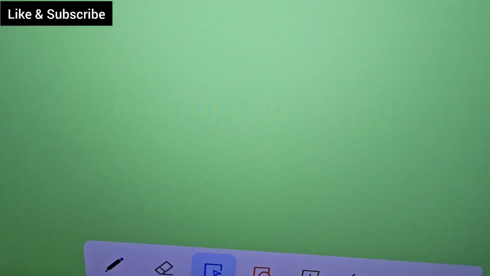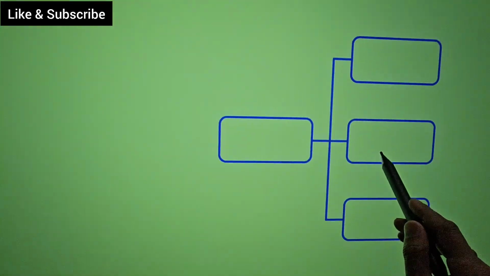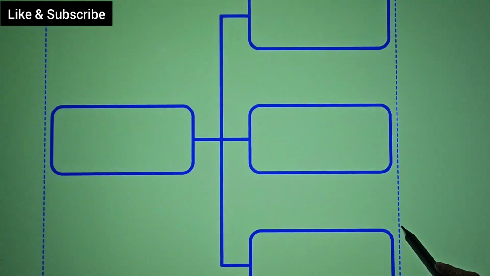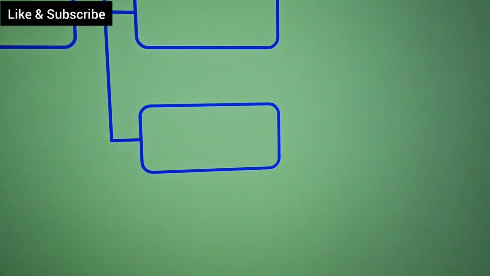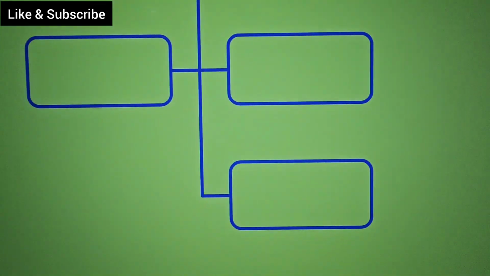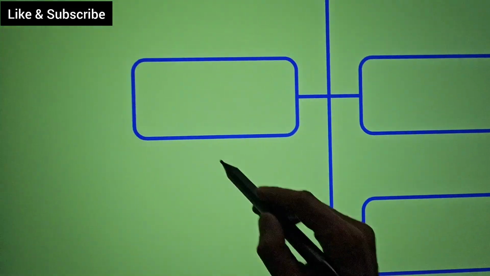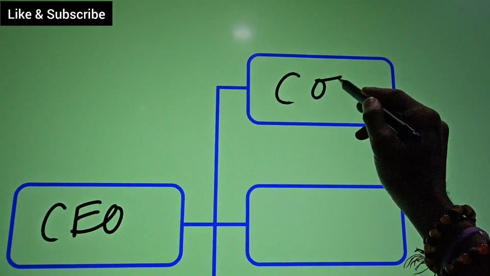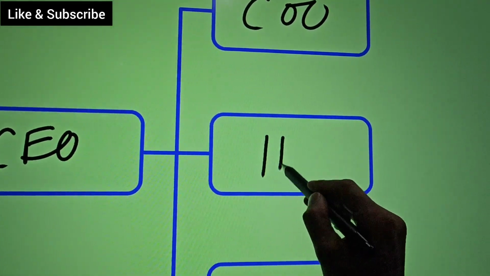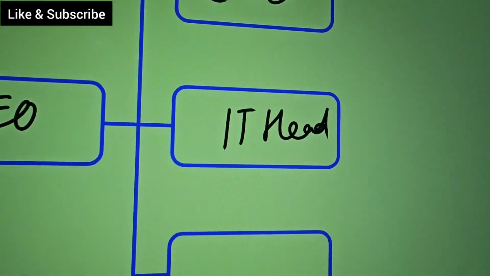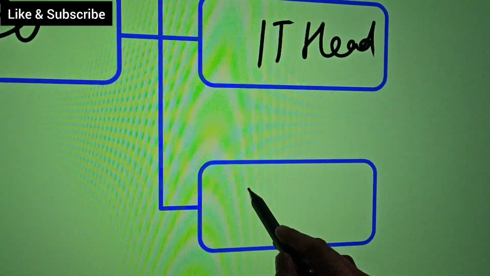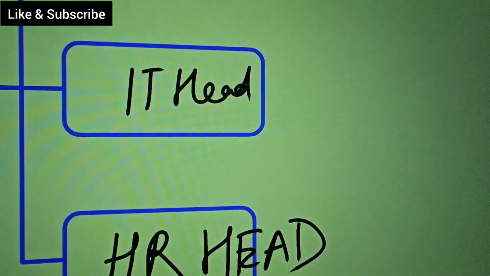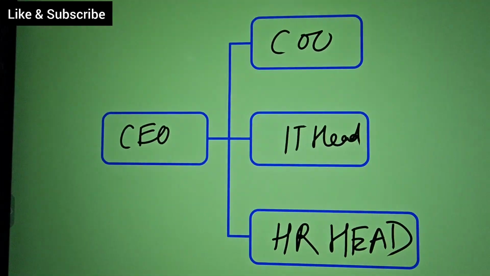Okay. Now here one more option, this hierarchy table, right? Now see, if you want to write something, here CEO, COO, right, IT head, right, here HR, add, it takes automatically, right?